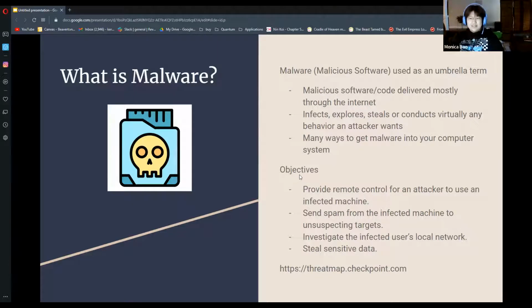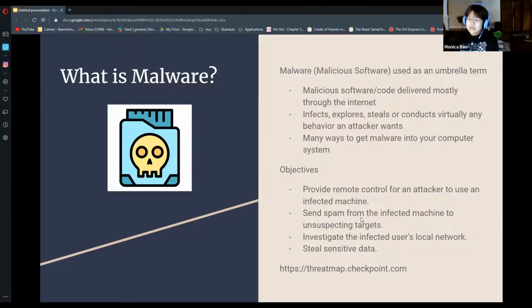So the objectives of malware are many things. It's usually to gain control for a third party or the hacker, the one behind the malware, to gain control of either your machine, some information, or anything like that. So it provides a remote control for an attacker to use in infected machines, and it sends spam from the infected machine to unsuspecting targets.